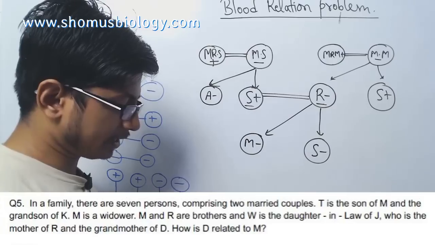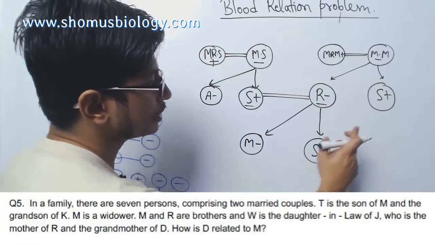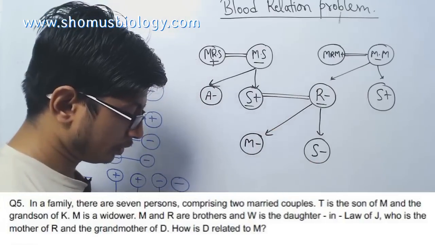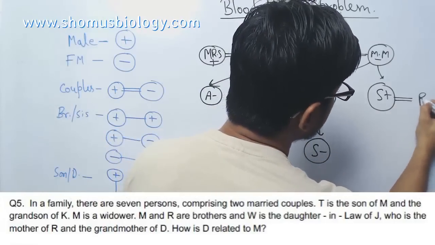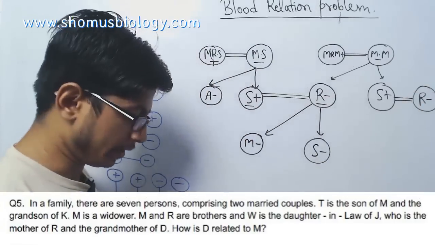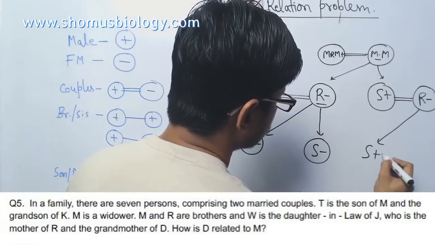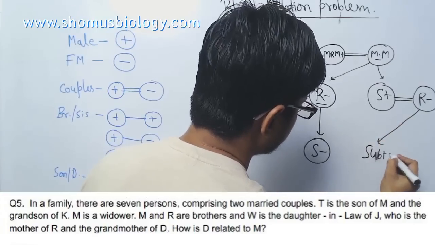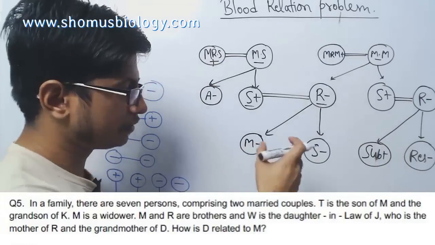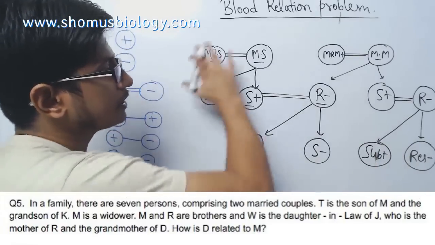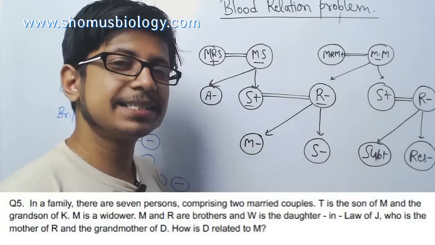Now the last line, Shakti is married to Reena and two children, Shubhas and Reshma. So Shakti is married to Reena. So let's put Reena here, married with Reena. And they have two children, Shubhas and Reshma. So here we go. Their daughter and son. So whatever is represented in the question, we put it in the pictorial form. That's the job you have to do.